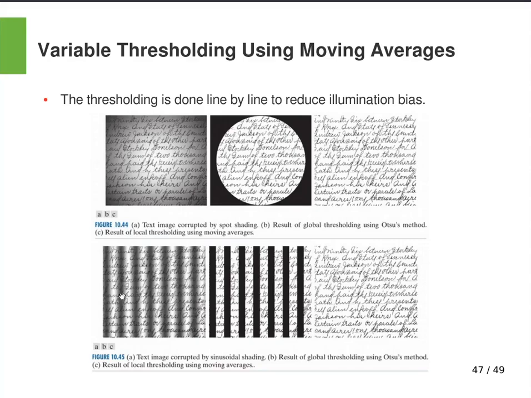Here is another example in which the image is corrupted by a sinusoidal shading. If you apply global thresholding, this is what you get. So it is not able to get rid of the shading that corrupts the image. But if again you go line by line, you divide your image into multiple sections and you find the threshold for each one of these sections individually, and then do it step by step, this is the result that you get.